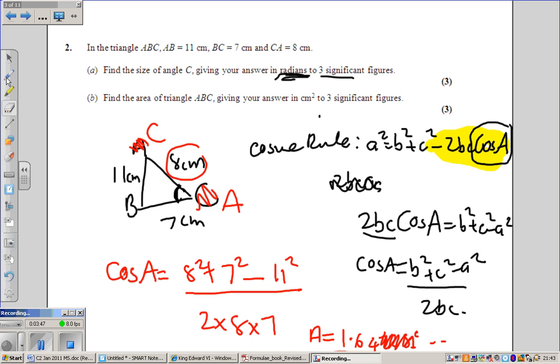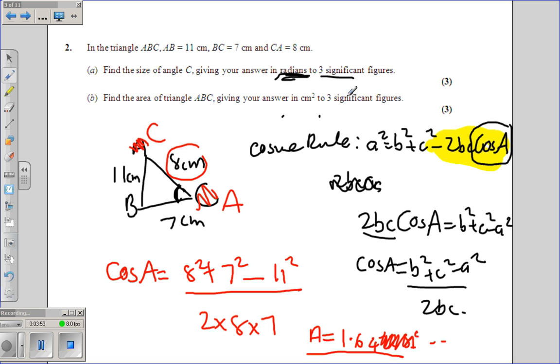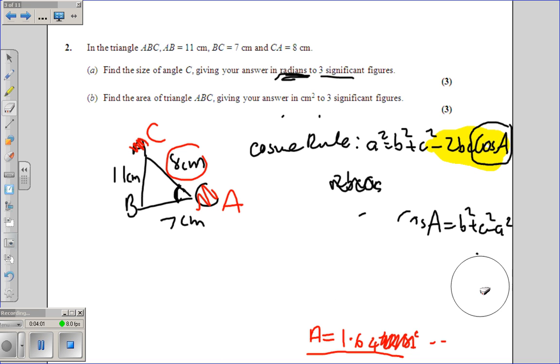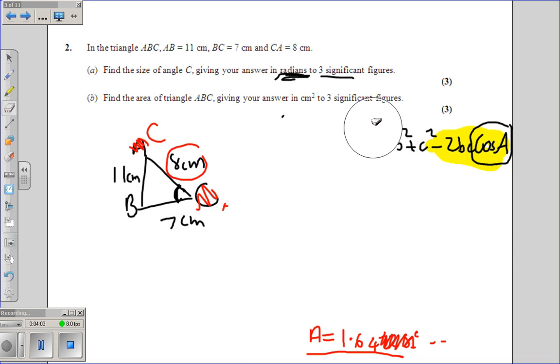Right, part B. We have to find the area of triangle ABC, giving your answer in centimetres squared to 3 significant figures. I'm going to get rid of all this now. We don't need any of this. I'll keep the diagram and keep the angle.